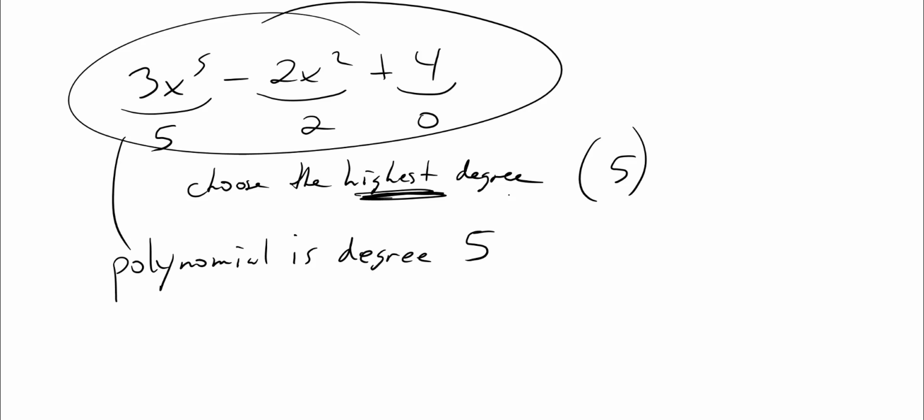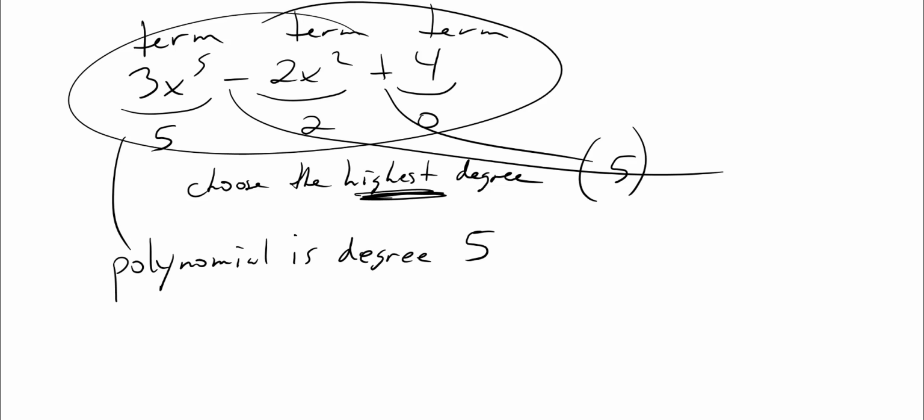And by the way, each of these is a term. That's a term, that's a term, that's a term. Each one is a term, separated by the pluses and minuses. So it's separated by this minus and this plus. Always separated by a plus or a minus. So you just look at the whole thing.